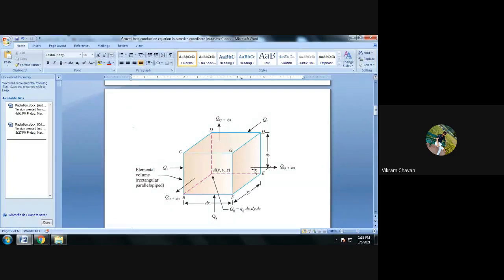The same amount of heat will not come out of the element. Sometimes it will be increased or sometimes it will be decreased. So the change in heat will happen when it enters the element. Why? Because some amount of heat is absorbed or stored by the element to increase its own temperature. Increasing temperature of an element is because that particular element stored some amount of heat.